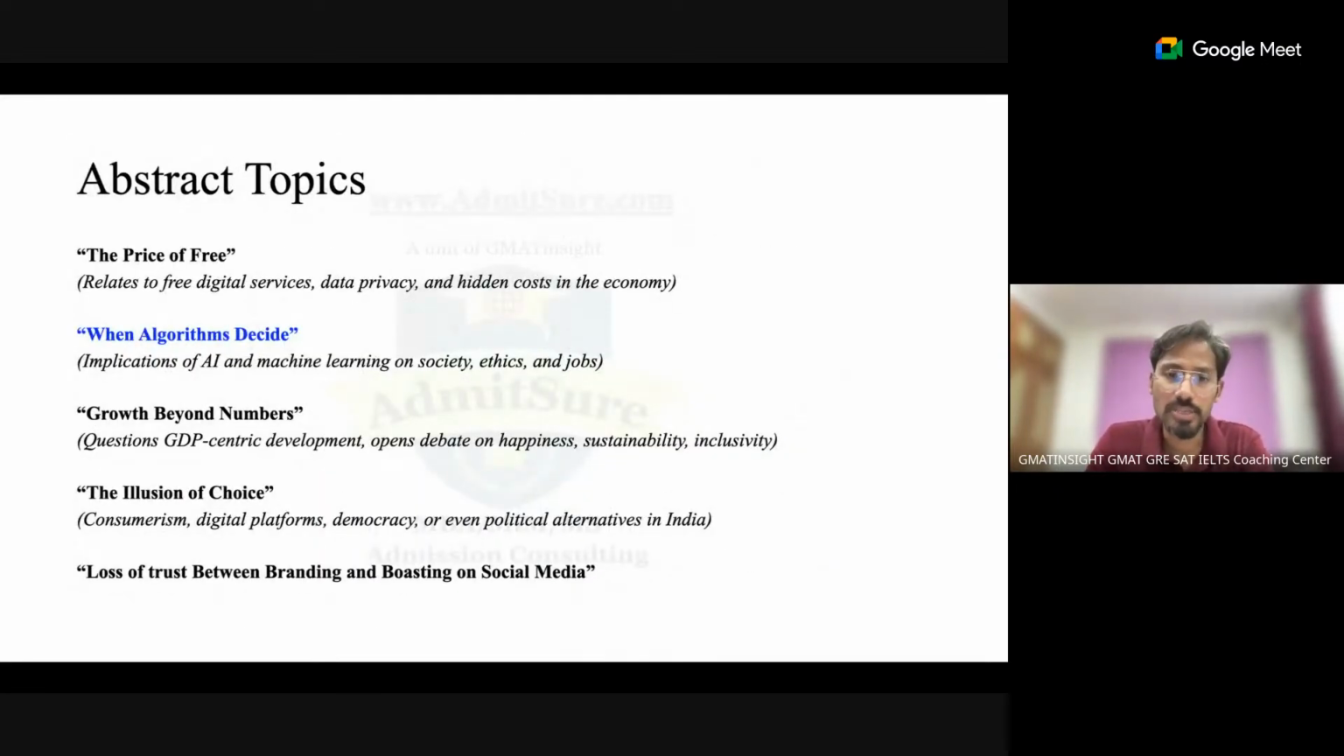These are several abstract topics. If you want, you can take a screenshot of it. Again, these are the topics that I thought are more contemporary. I wanted to discuss one more WAT, on when the algorithm decides. This is kind of an abstract topic related to AI. Some such topics should be practiced. So please take a note of these topics, take a screenshot, and practice these WATs.